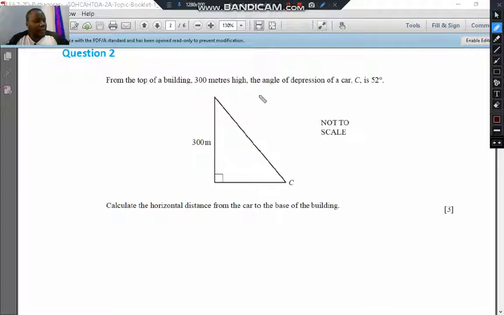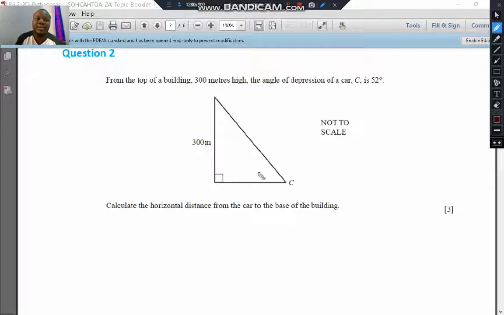Okay guys, so let's continue looking at application of trigonometric ratios and see how this is going to help us. And this is my last video looking at some examples relating angles and sides. Alright, so there is this question which says from the top of the building 300 meters high, the angle of depression of a car is 52 degrees.